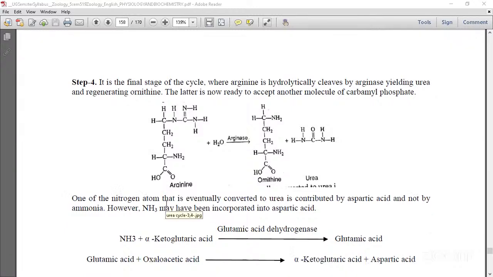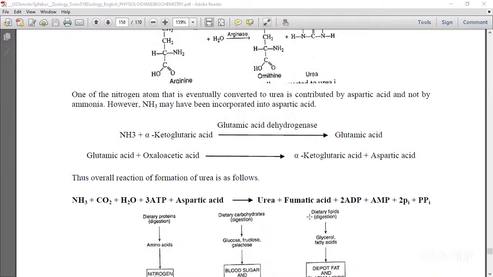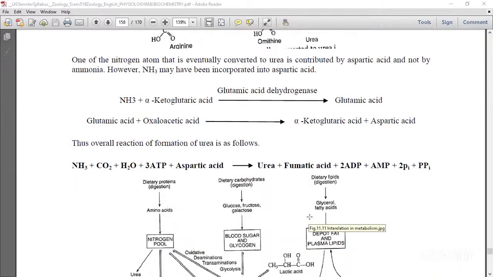One of the nitrogen atoms that is eventually converted to the urea is contributed by the aspartic acid, not by the ammonia. However, the ammonia may be incorporated into the aspartic acid. This is how the entire urea formation cycle happens. What happens here?